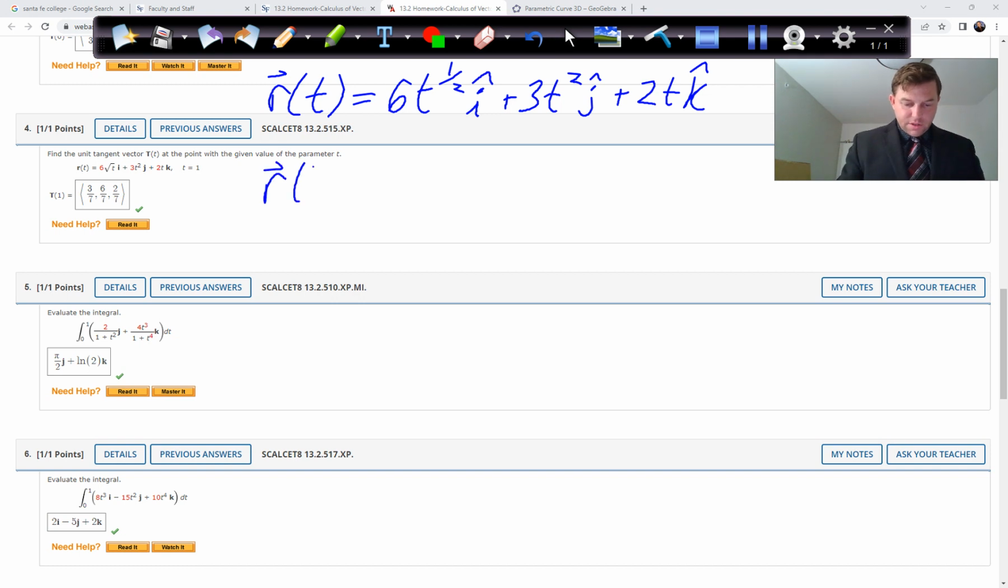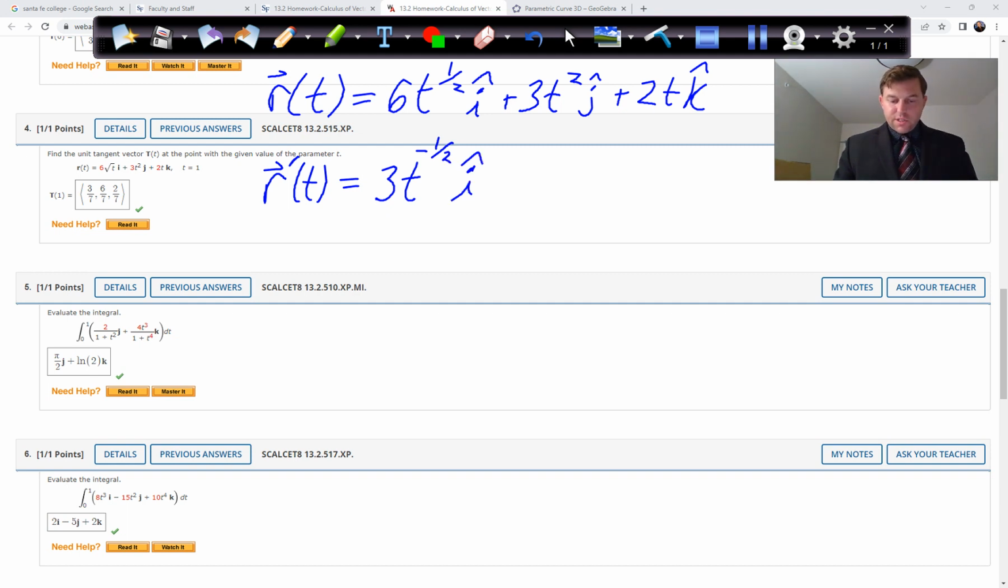Now the derivative of this one, not so bad. We don't have to do any kind of product rule or anything like that. t to the 1/2, bring the 1/2 down. So 6 times 1/2 is 3. Subtract 1 from this exponent, so it's going to be minus 1/2. That's in the i direction.